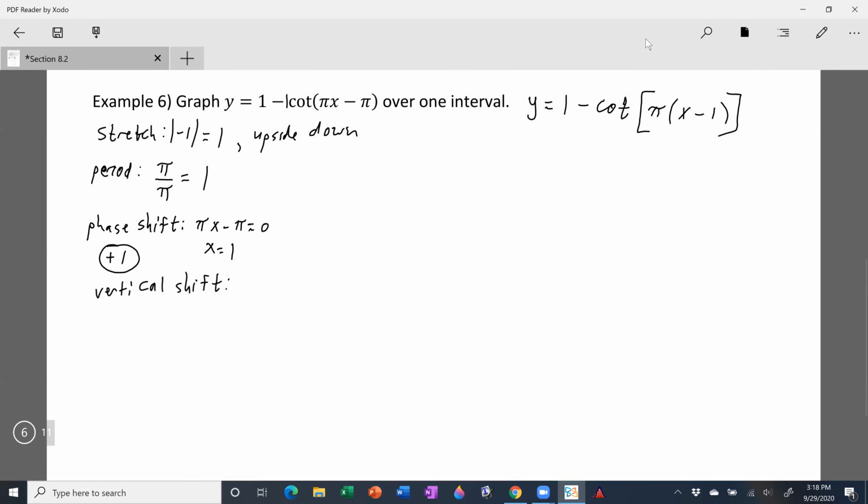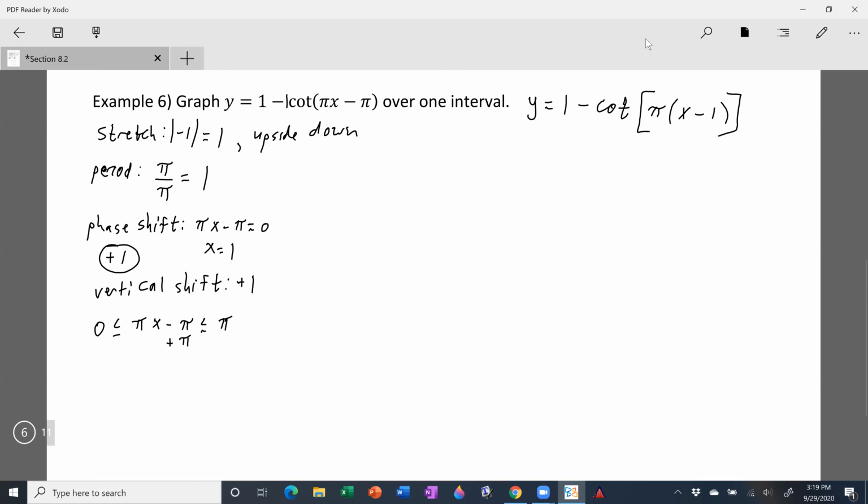So there's this 1 in the front. Okay, this 1 means we do have a +1 in the front. Okay, let's do our interval. So from 0 less than or equal to the argument less than or equal to pi. Okay, that's how cotangent works.